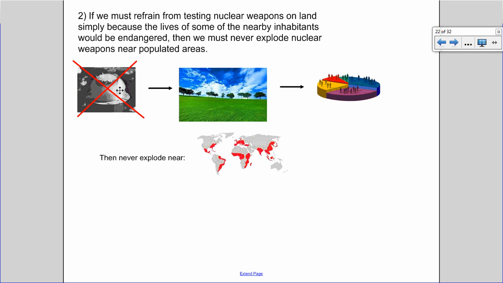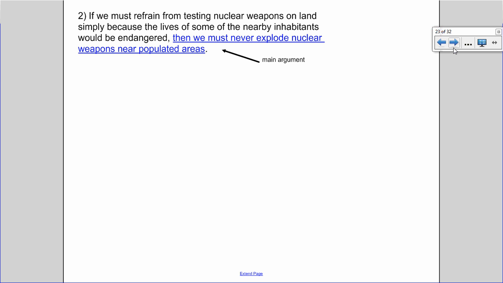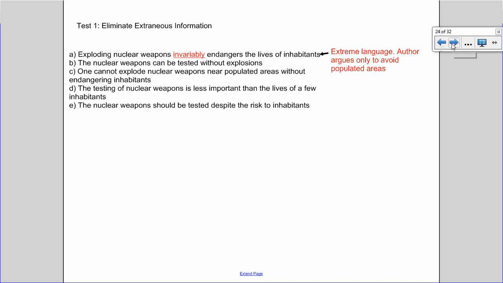If we must refrain from testing nuclear weapons on land simply because the lives of the nearby inhabitants would be endangered, then we must never explode nuclear weapons near populated areas. The main argument in this question is then we must never explode nuclear weapons near populated areas. So test 1 was to eliminate extraneous information.